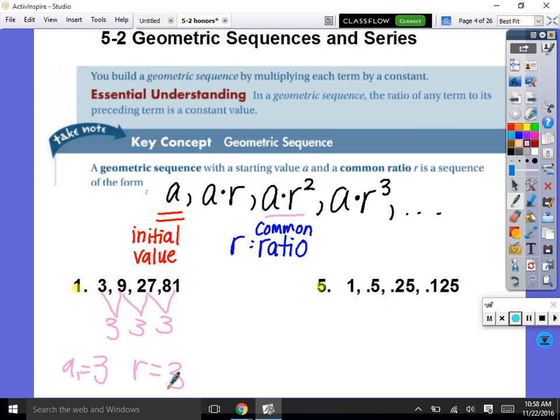So let's look at number 5. 1, comma 0.5, comma 0.25, comma 0.125. Is it arithmetic? No. And we could test that by taking our differences, and they're not the same. Now let's test if it's geometric. Do 0.125 divided by 0.25.